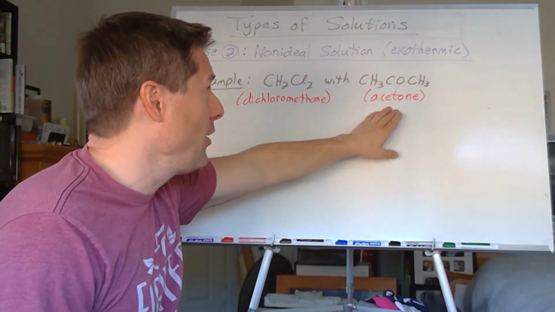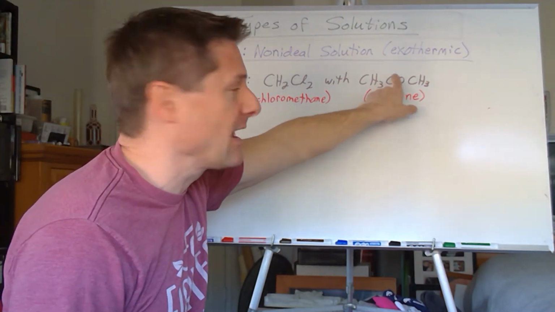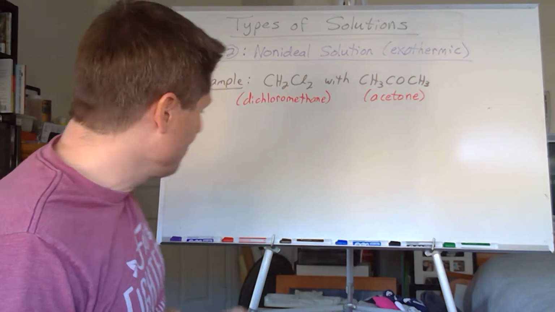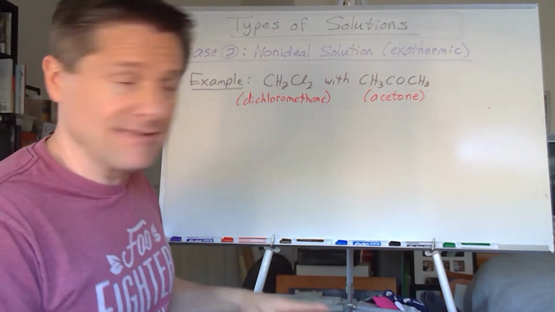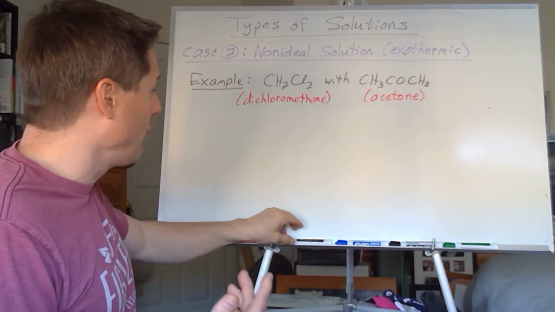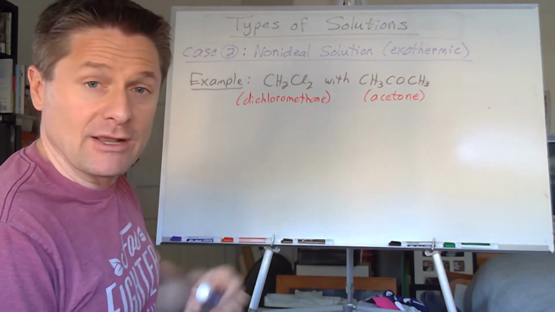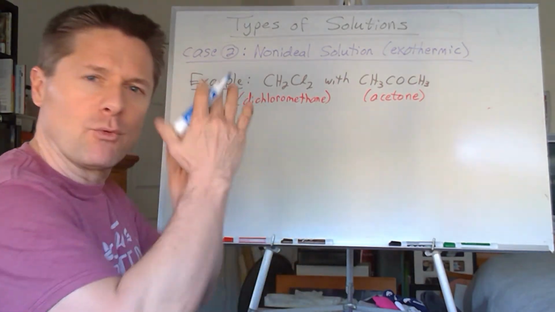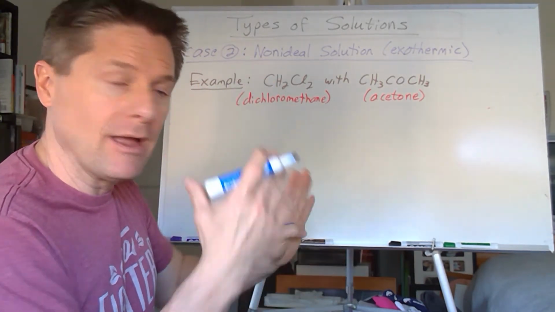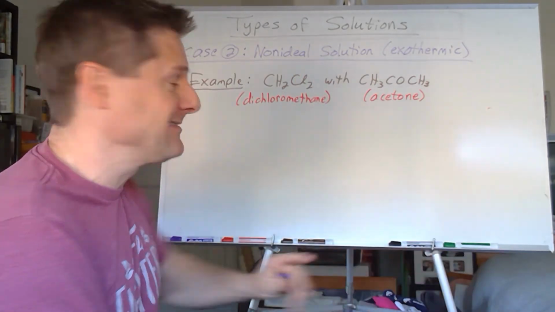And then acetone, right? CH3CO, it's got a double bond there, CH3. So let's draw these, right? So carbon's going to have 4 bonds in this scenario. So dichloromethane will have a tetrahedral shape. I'm going to rotate the tetrahedron to show you how it goes with the acetone in a second.